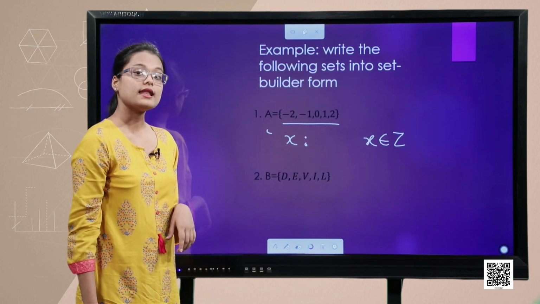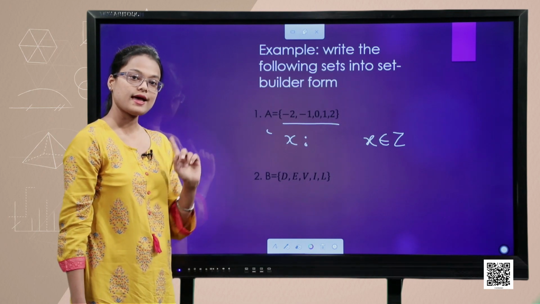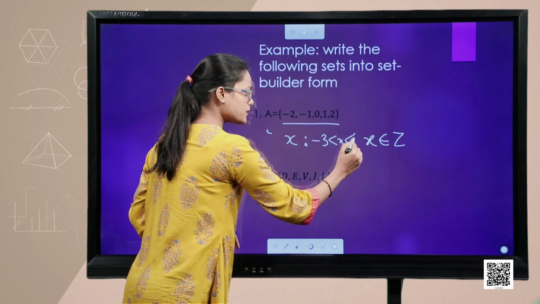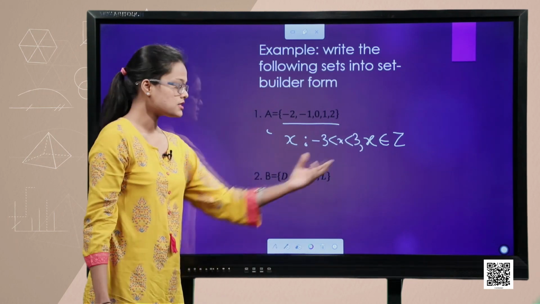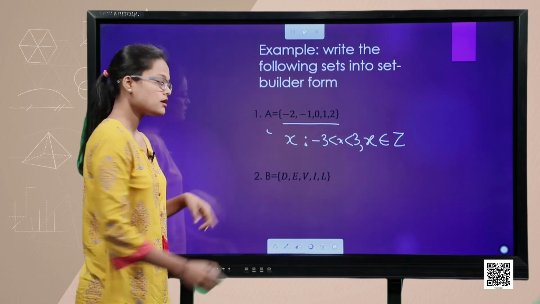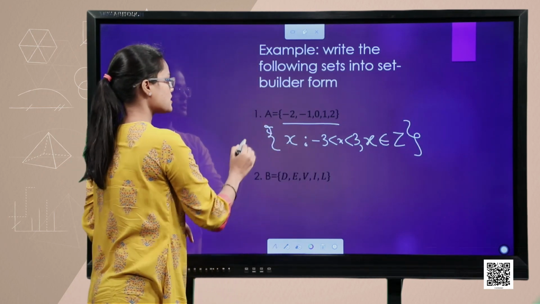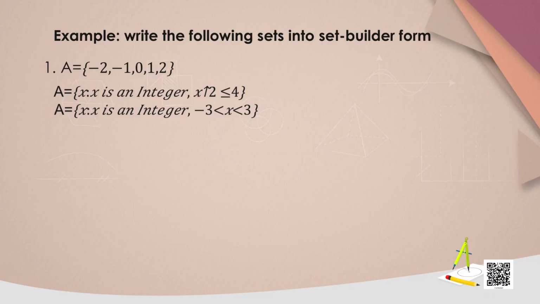Also, they are lying between minus 3 and 3. So, this can be the property. Then the description has to be within curly braces. So, this set A is represented in a set builder form, which is represented like this.